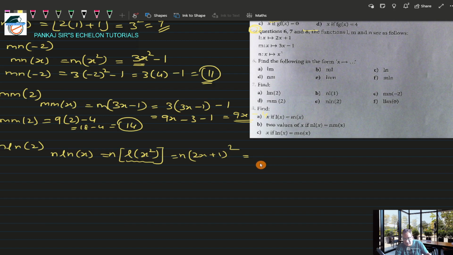So N of x is what? X square, right? One second. N of x, we started with x square, and you have an L in front of that, and then you have an N, right? L of x square will be 2x square plus 1. It is not 2x plus 1 the whole square. Okay, one second. This should be 2x square plus 1, right?